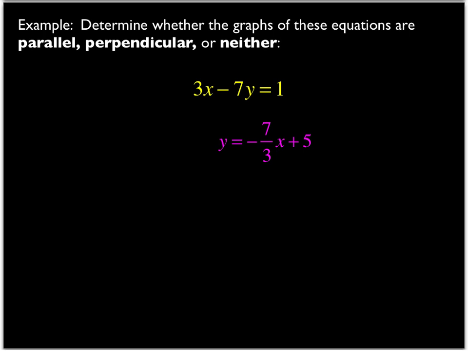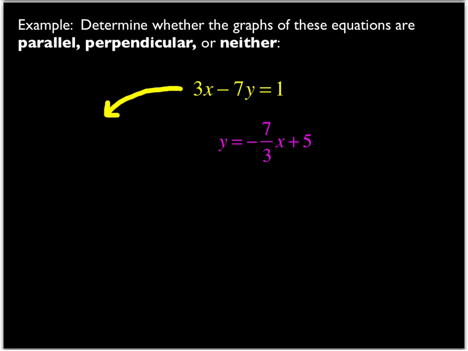Examples here. First of all, we give you a couple lines, and we want to know, are these two lines going to be parallel, perpendicular, or neither? Now the first one here is in standard form. That's a little bit trickier to find the slope. So if you remember what we did on these, we tried to solve them for y.